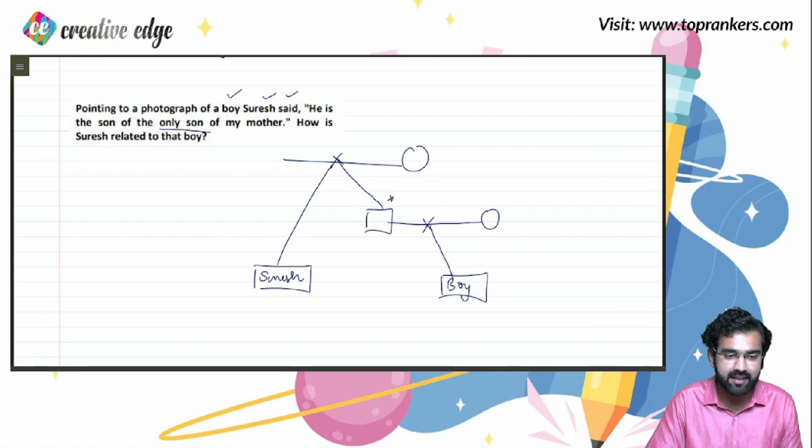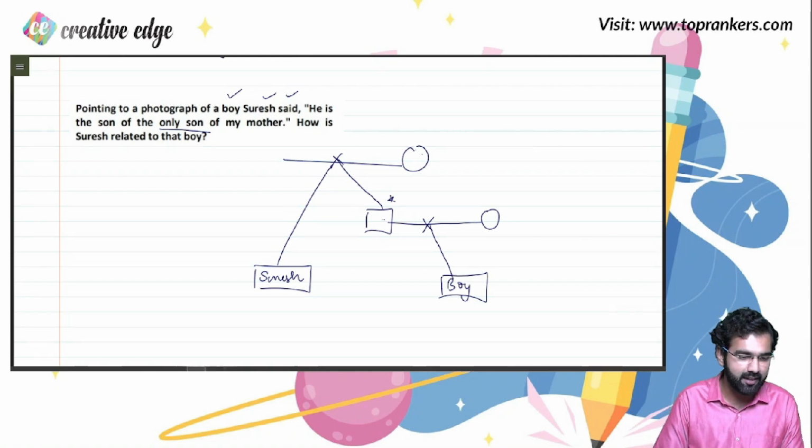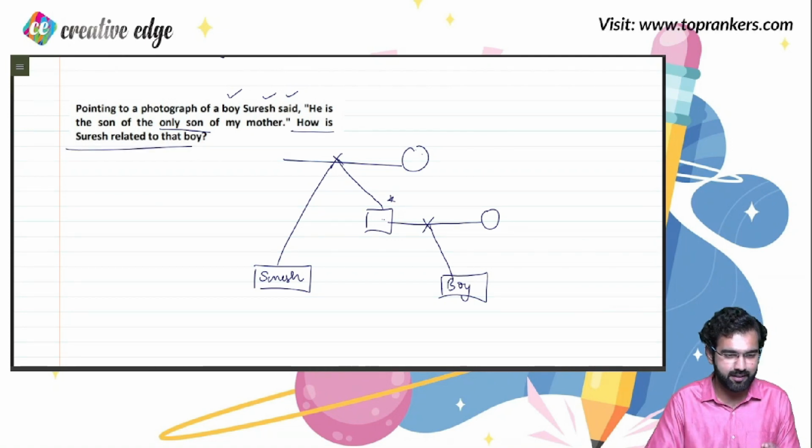Only son means he cannot have any other brother. So Suresh has a mother and that mother has a son and that son has another son, which is this boy. Now what are we asked? He is asking, how is Suresh related to that boy? Can I say, put yourself into the shoes of Suresh, right? So Suresh, can I say, please understand this.